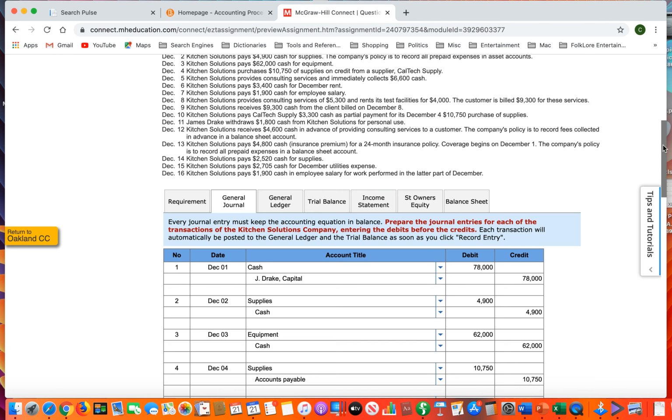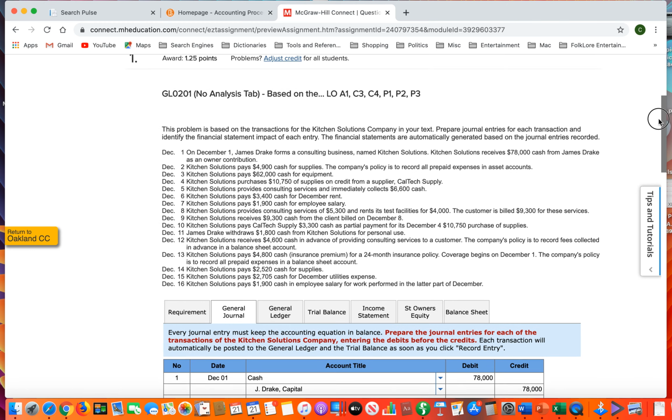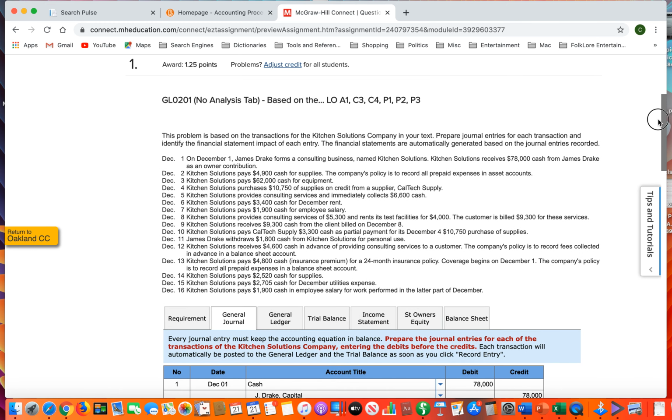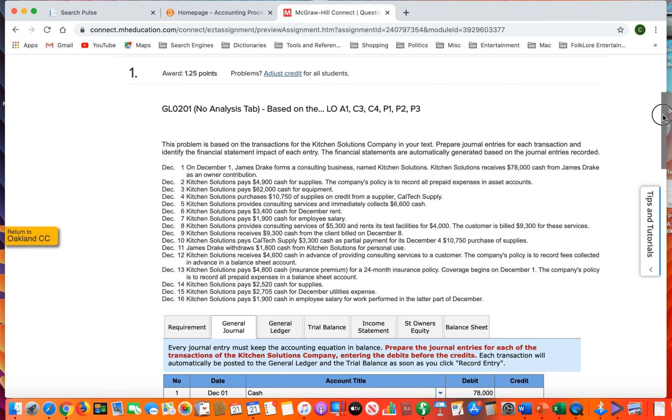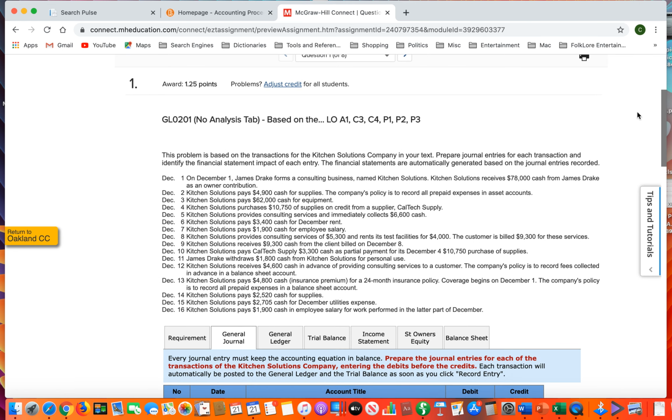Well, we'll do a couple more and then we'll move on. And again, if you have any questions, you can always email me and we can answer one specifically. Let's see here. Of course, withdrawals. December 11, he withdrew $1,800 cash. So what accounts are involved? Cash is one of them, and withdrawals is the other one. Now, which do you debit and which do you credit? What do you think?